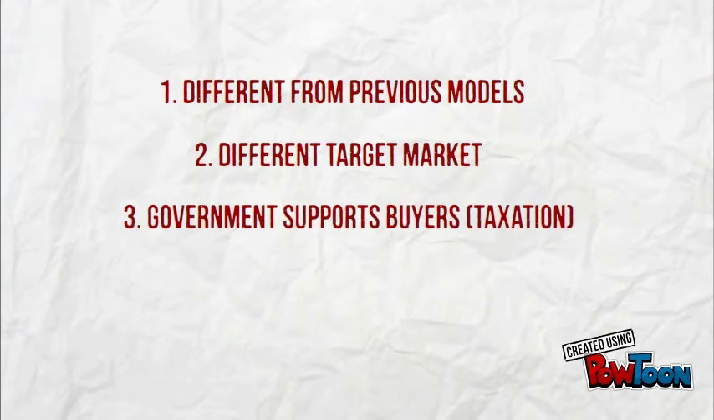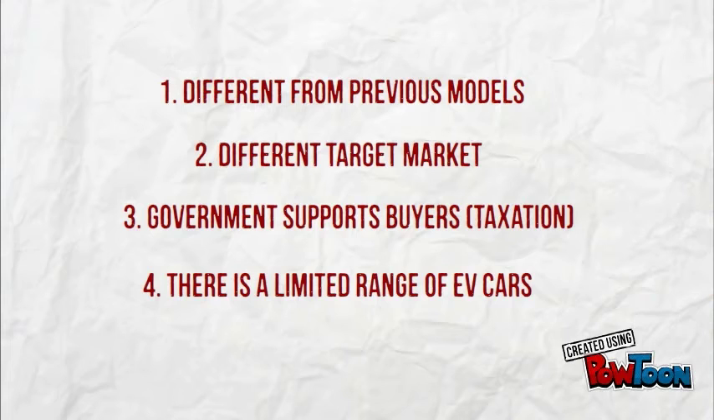Third reason why we choose this problem is that the government supports electric car buyers, and we want to take this under consideration as well. Fourth one is that there is a limited range of EV cars, and one goal of Tesla is to expand operations and to become a mass producer in a car manufacturer. This is why it is important to widen your target market and to gain new customers.